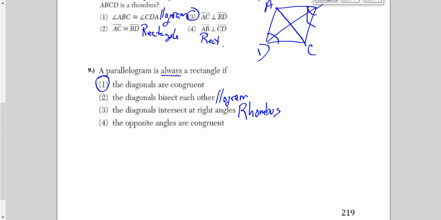All right, but they didn't get that. And how about the opposite angles being congruent? That's still a parallelogram, okay? All right. Moving along, number 10.